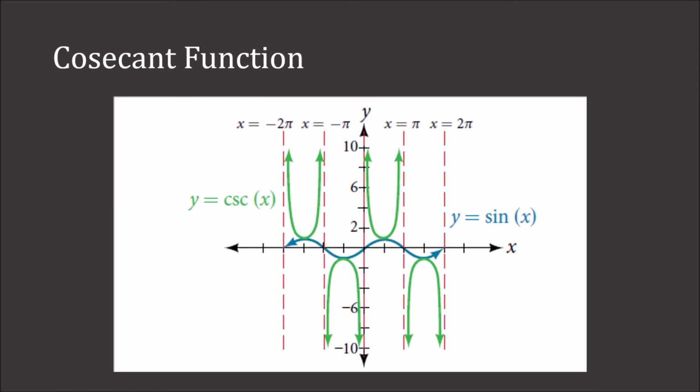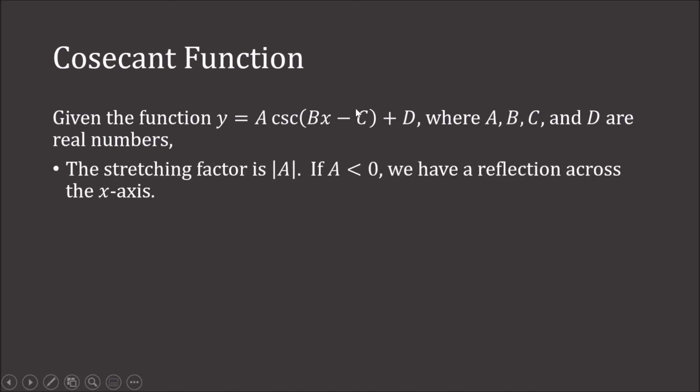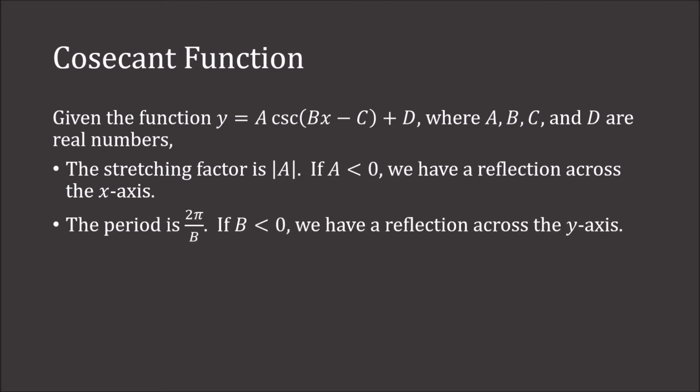Here is a graph of the cosecant function. It is similar to the secant in that the vertex of the parabola is the peak or valley of the sine function. Now, given the function a times cosecant of bx minus c plus d, the stretching factor is the absolute value of a. Again, there is no amplitude. If a is less than 0, we have a reflection across the x-axis. The period is 2 pi over the absolute value of b. If b is less than 0, we have a reflection across the y-axis.